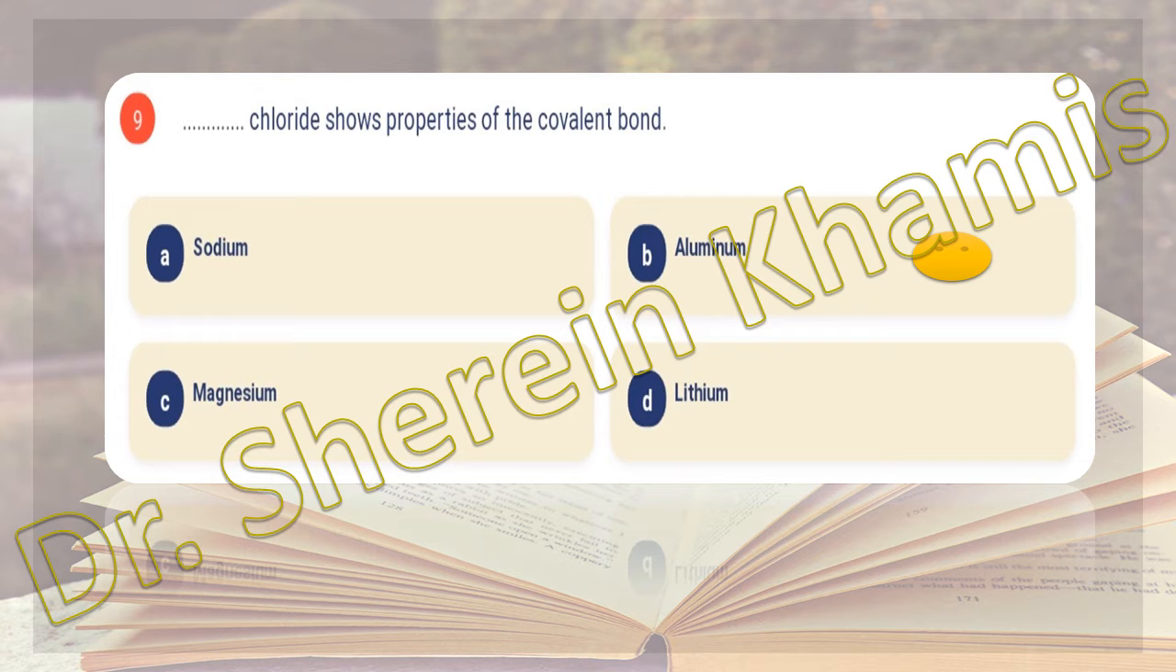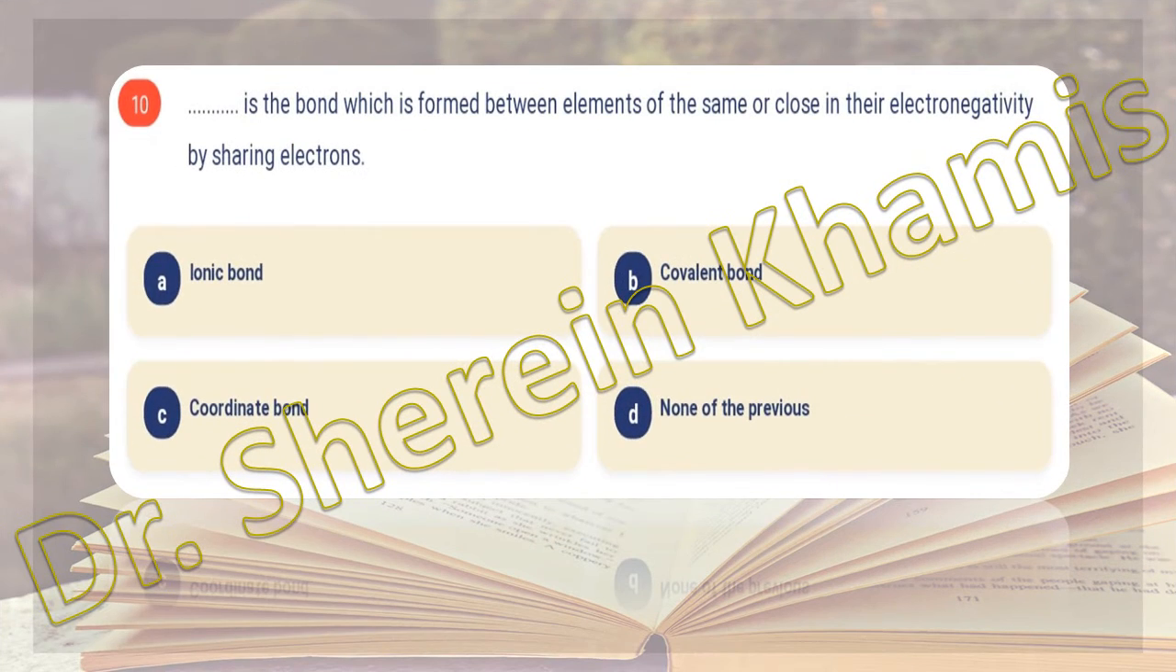Okay, let's go to question 10. Question 10 says: what is the bond which is formed between elements of the same or close electronegativity by sharing electrons? Okay, we said that we have a relatively low difference in electronegativity between them, and they share electrons. So we are talking about a covalent bond. So the right answer will be letter B.